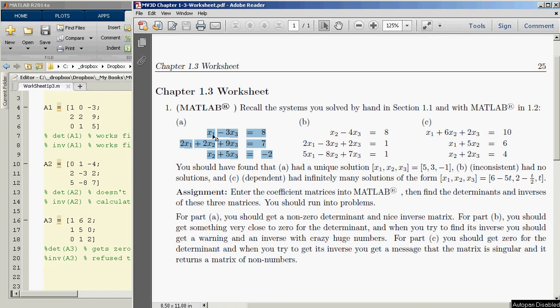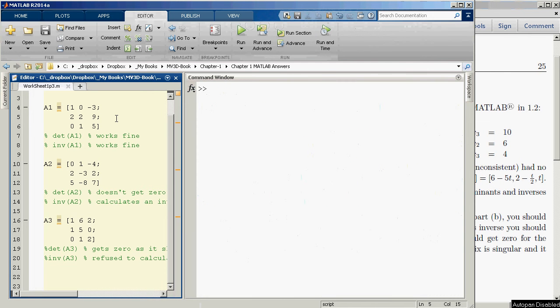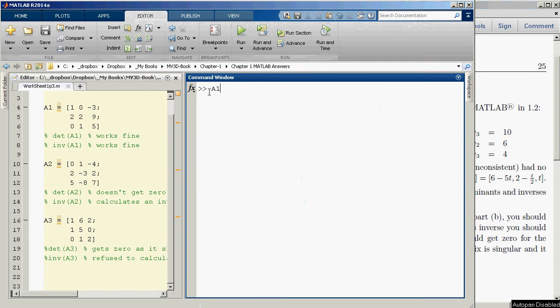If we look at the first one, we have a coefficient matrix of 1, 0, negative 3, 2, 2, 9, and 0, 1, 5. I've already put these into MATLAB. There's a little file I wrote that contains these matrices, so they're already in here. If you look at A1, that's the coefficient matrix for our first system. If I look at the determinant of A1, I get negative 5, and that's the same answer you would get if you calculated the determinant by hand, expanding across one of the rows or columns.